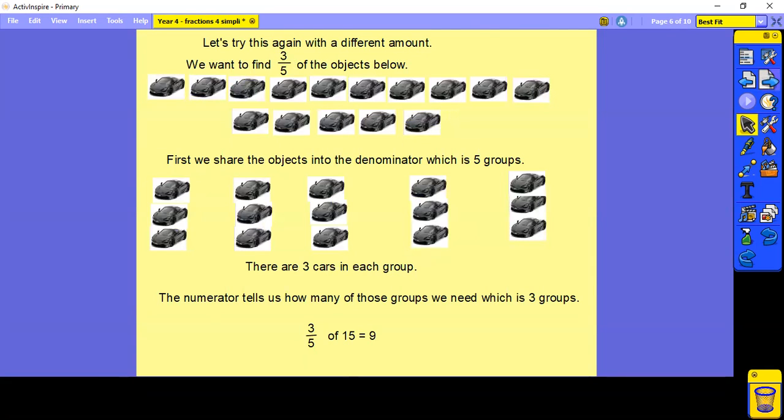Let's try this again with a different amount. So we want to find 3/5 of the cars below. First, we're going to share the cars into the denominator, which is 5 groups. So here they are shared into the 5 groups, and you get 3 cars in each group. Now the numerator tells us how many of those groups we need, and that's 3 of them. So I've got 3 here, 3 here, so that's 6, and another 3 is 9. So 3/5 of 15 is 9.